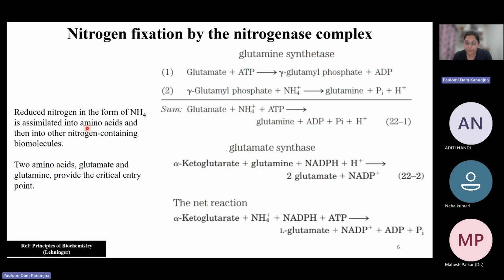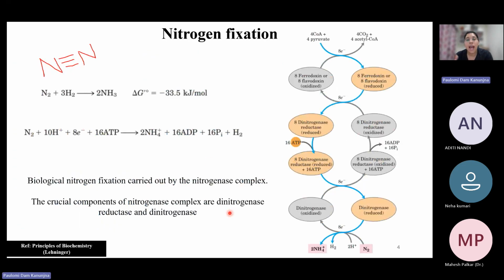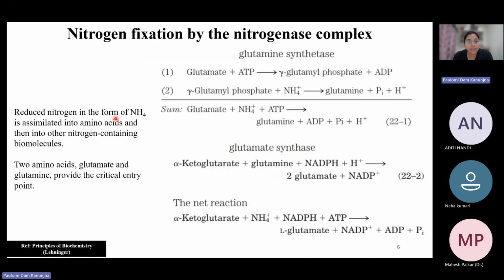So this reduced nitrogen that we have just come into, NH4, how is it being used? This reduced nitrogen, which is in the form of NH4, is assimilated. Where did we study assimilation previously? We read it in carbon assimilation. What did we know about carbon assimilation? It is basically how carbon is used to produce organic compounds. We have learned breaking, we are now looking into making. So now we see how nitrogen is assimilated into the compounds it is part of, which are amino acids and nucleotides. So the reduced nitrogen is assimilated into amino acids and then into other nitrogen containing biomolecules.